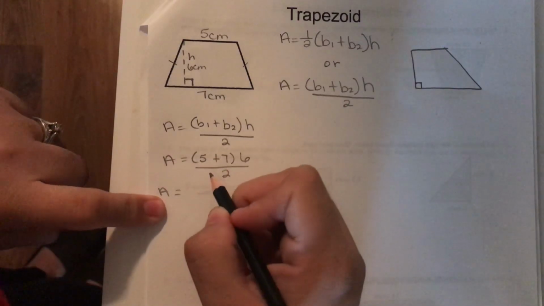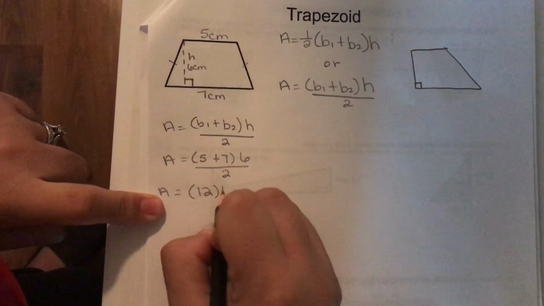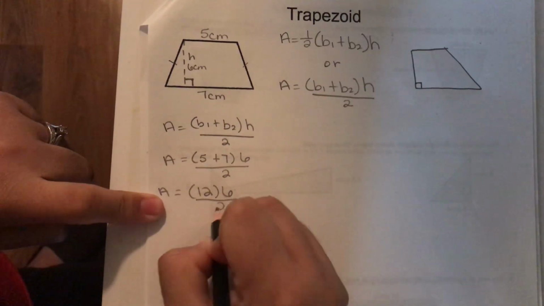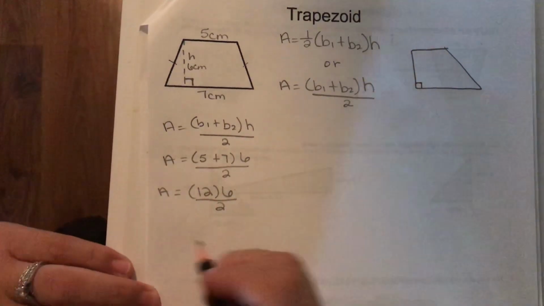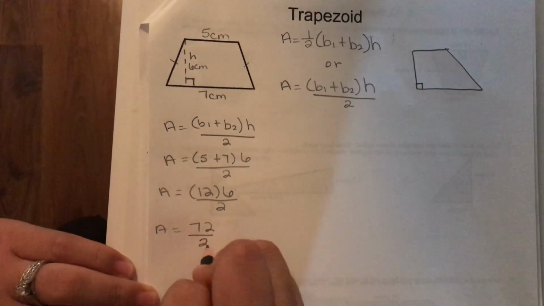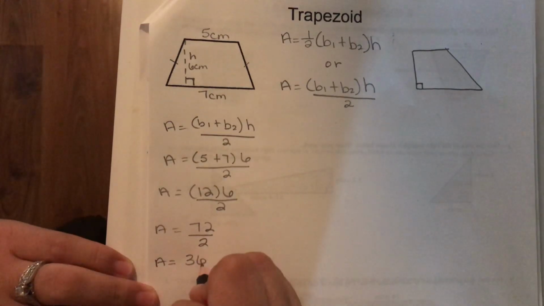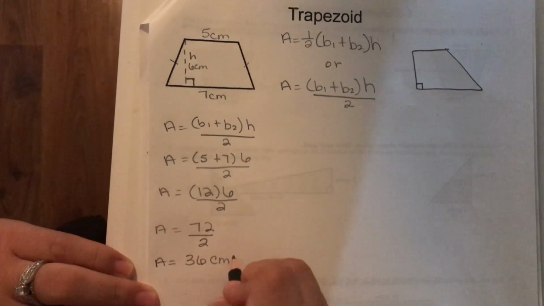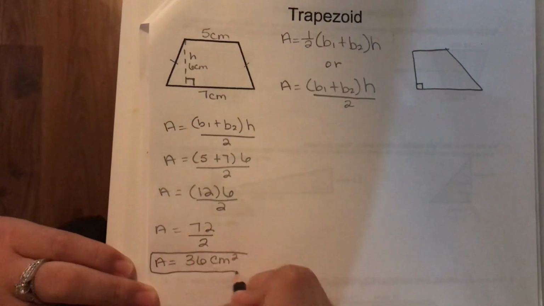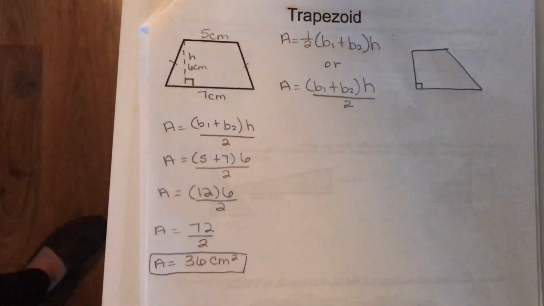So, of course, you have to follow PEMDAS. Parentheses goes first. 5 plus 7 would give me 12. You could keep the parentheses because it also means to multiply. 12 times 6 gives me 72. And if you divide that by 2, it gives you 36 centimeters squared. Ta-da! Okay.